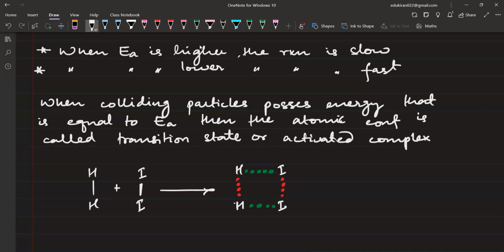Now this state is known as transition state, or it is known as activated complex. After this, what is going to happen, you will form 2 moles of HI. Okay, please write this down. Raise your hand once you're done writing.